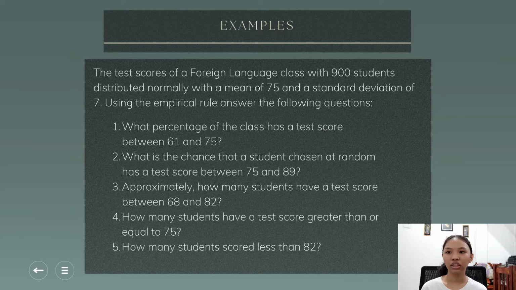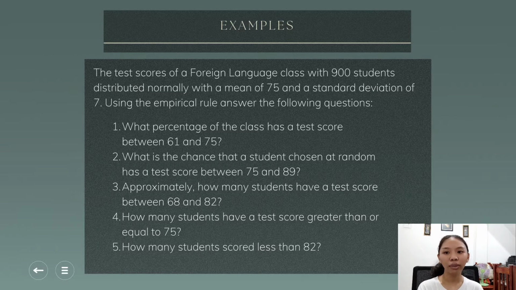In this situation, there will be 5 examples to answer, and we're going to use the empirical rule on every one of them. But now let's first read the situation. The test scores of a foreign language class with 900 students are distributed normally with a mean of 75 and a standard deviation of 7. Using the empirical rule, answer the following questions.